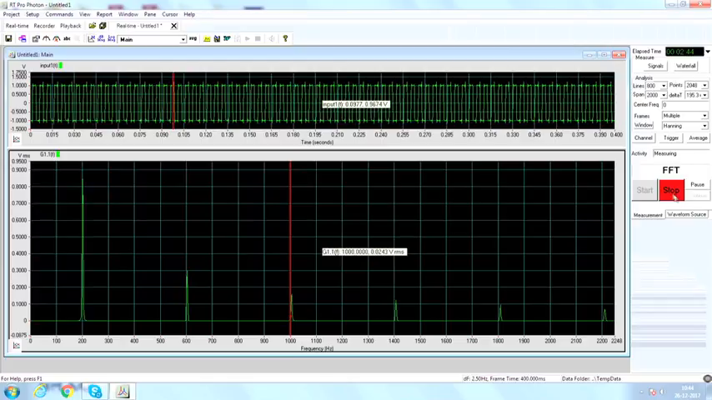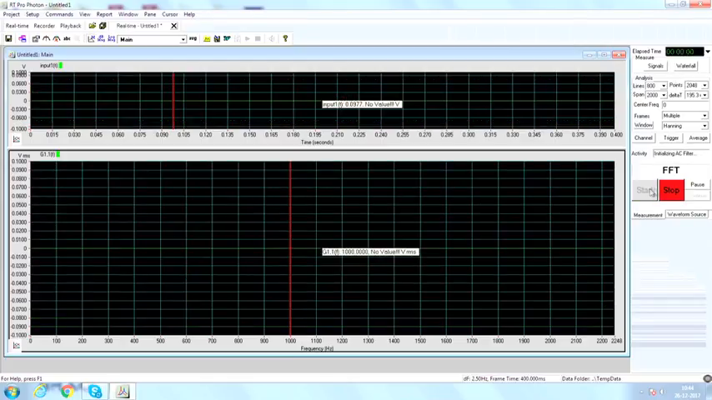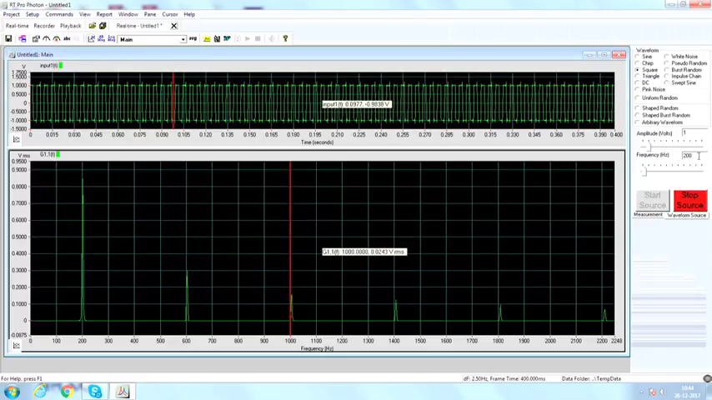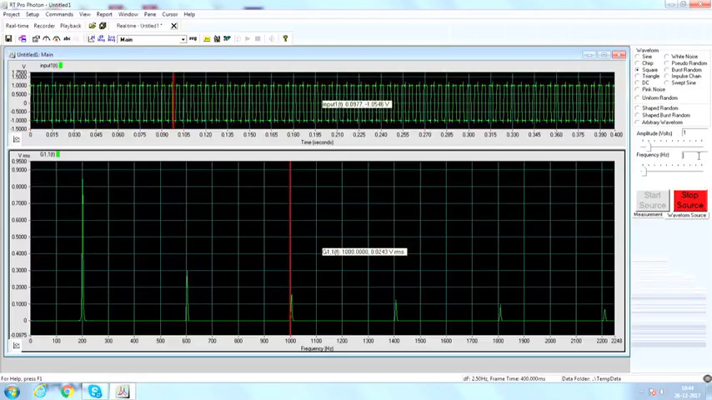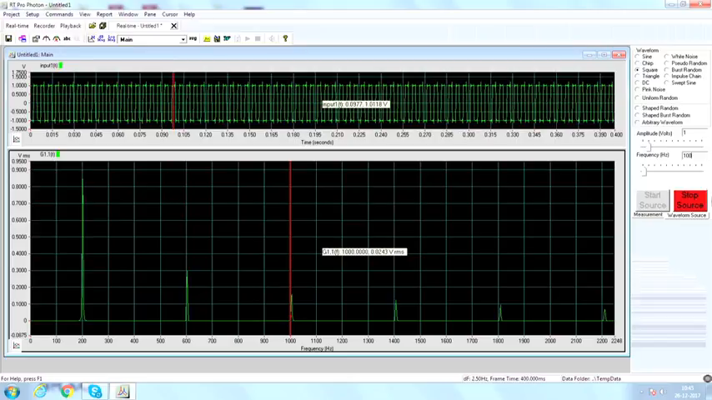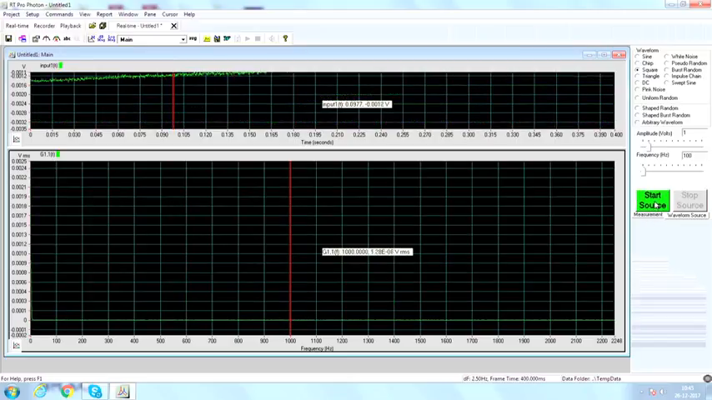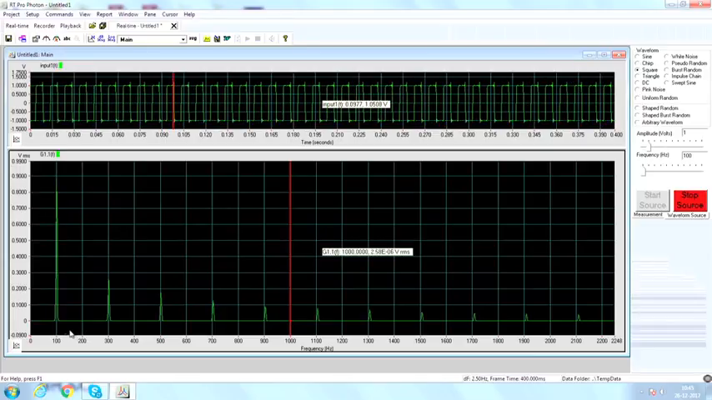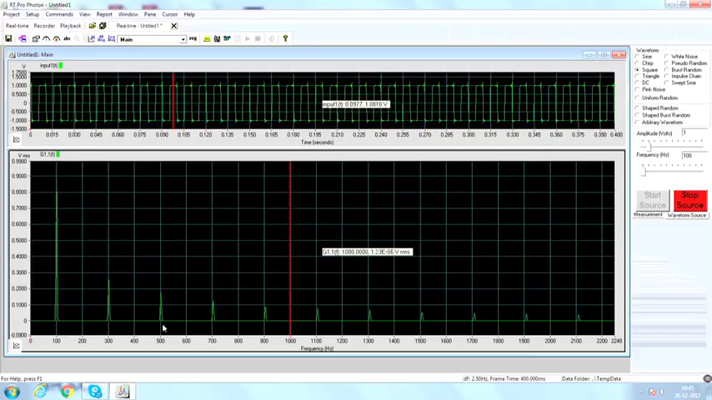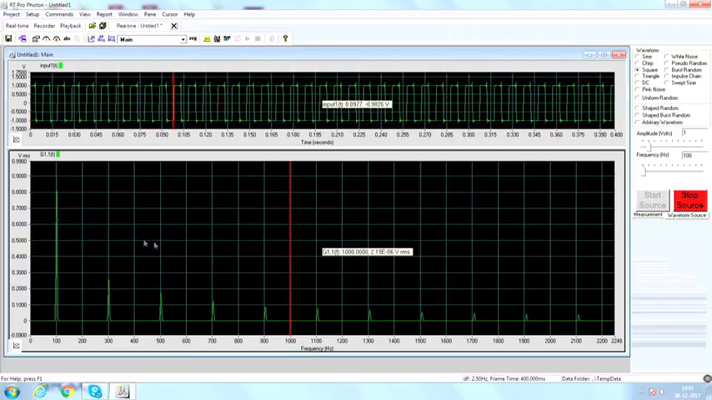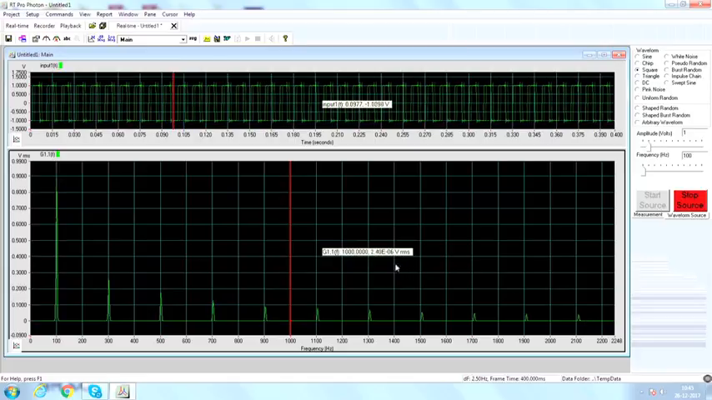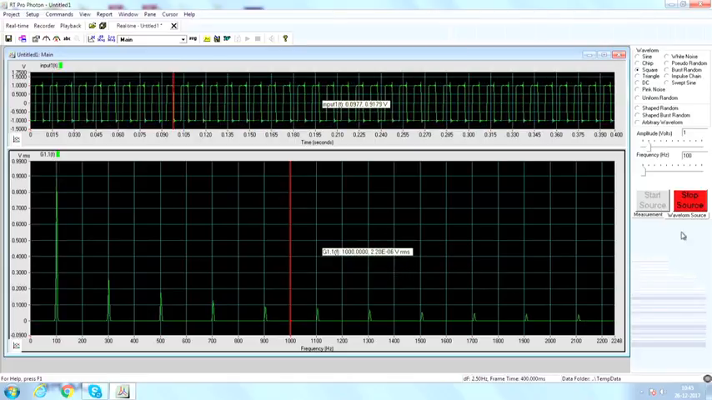Now, let me change the frequency here and make it 100 hertz. You see, there will be many components, 100, 300, 500, 700, all the odd harmonics are there, and the amplitudes also decrease, and this goes all the way to infinity. So, this is the frequency domain representation of a square wave.